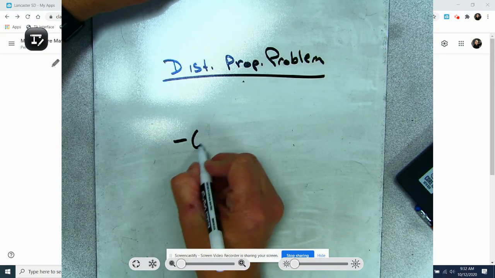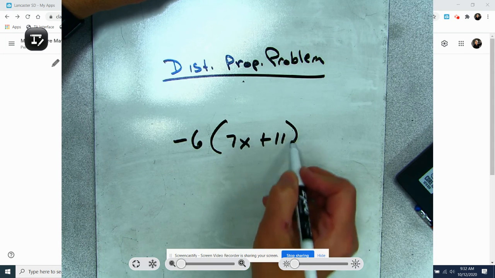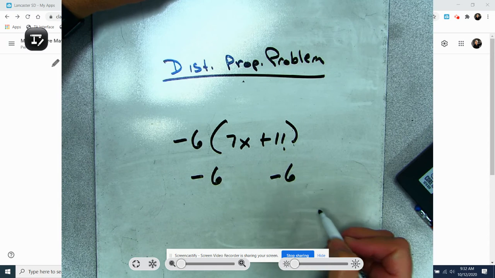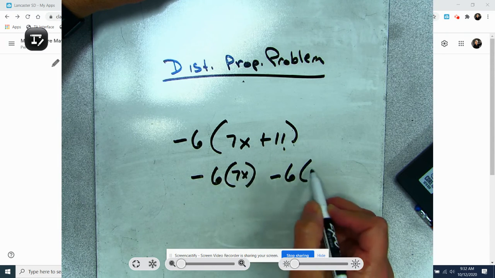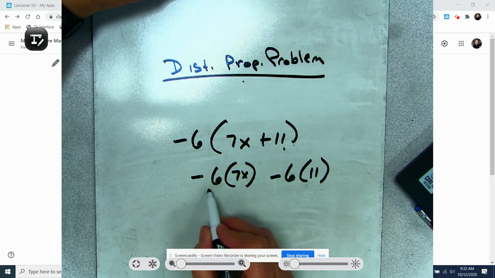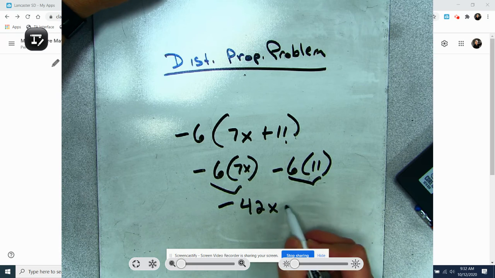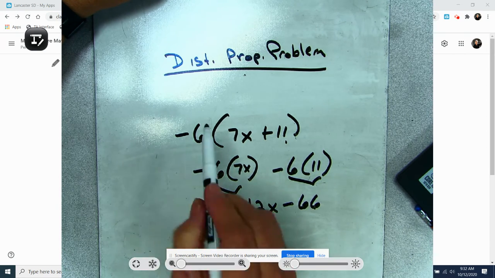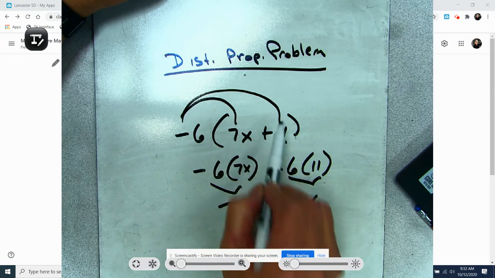So for instance, negative 6 times 7x plus 11 is negative 6, and there are two terms. So you're going to multiply negative 6 twice. One's times 7x, and one's times 11. This is going to give you negative 42x, and this is going to give you negative 66. So this is how you combine negative 6 times 7, and then negative 6 times 11.